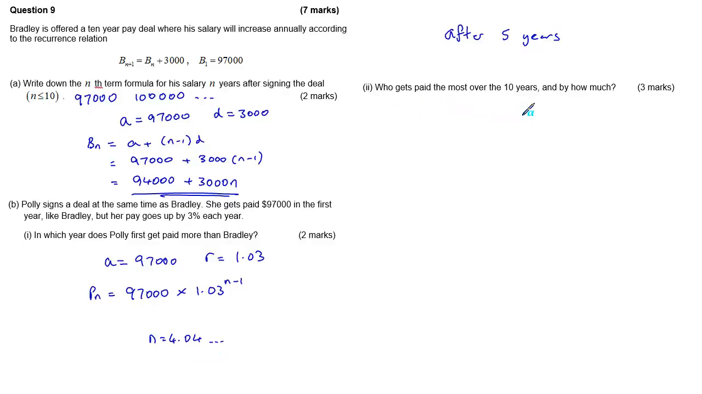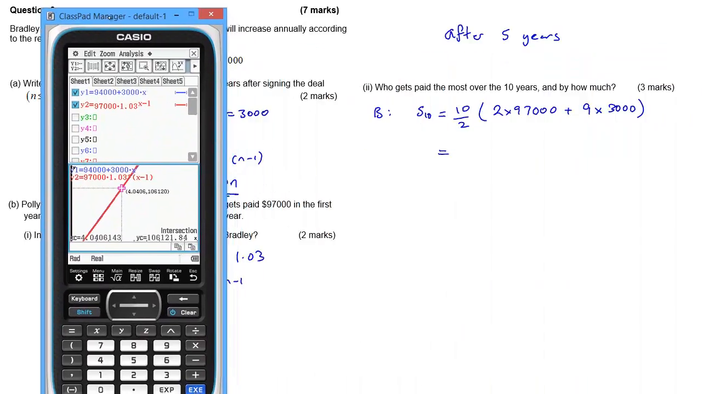Who gets paid the most over the 10 years, and by how much? Well, let's have a look firstly at Bradley. So we want the sum of 10 for him. So that's going to be 10 over 2 into 2 times 97,000 plus, and we're doing S of 10, so n minus 1 is 9 times 3,000. So that will tell us how much he gets paid.